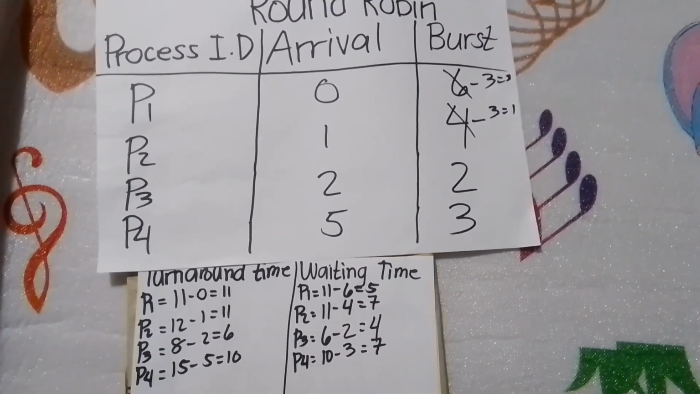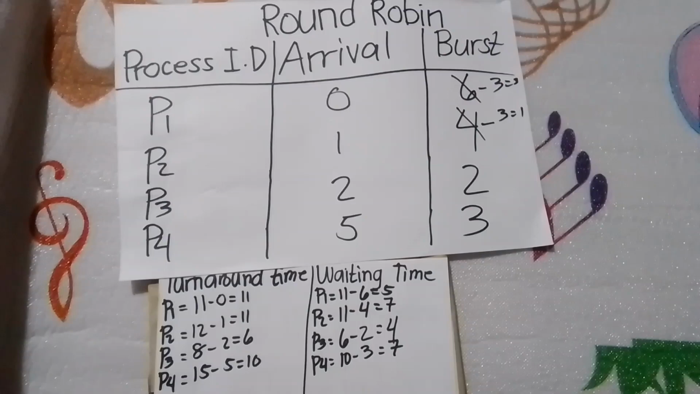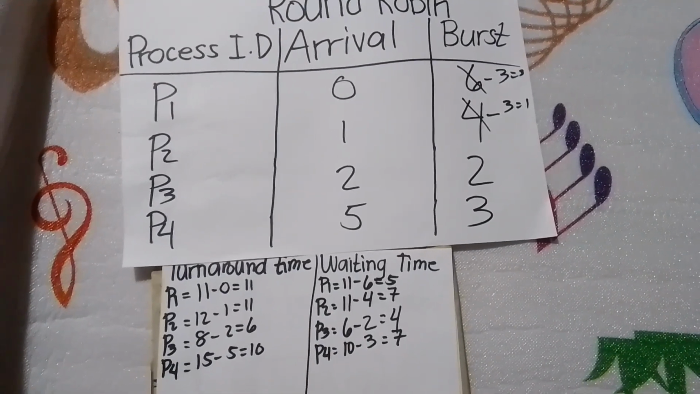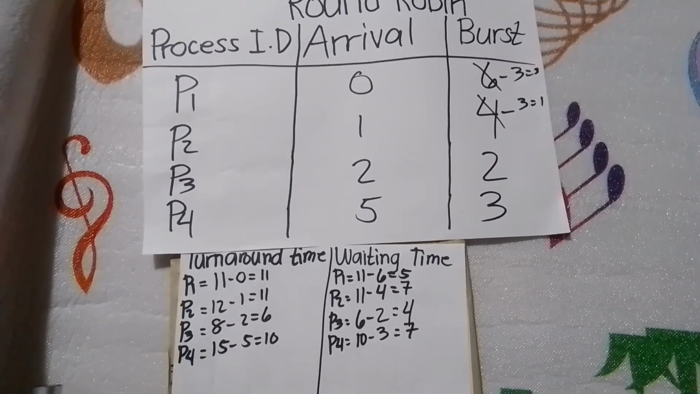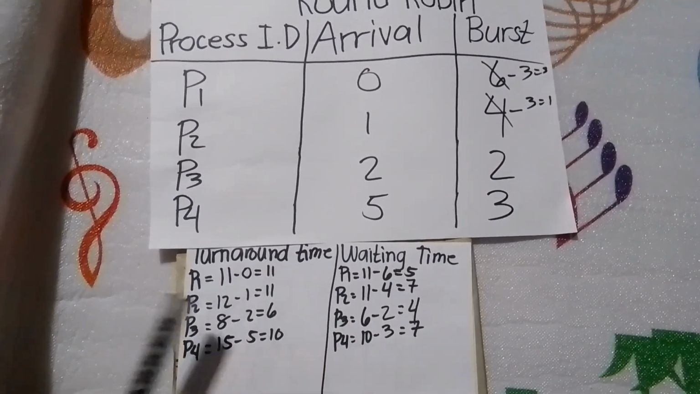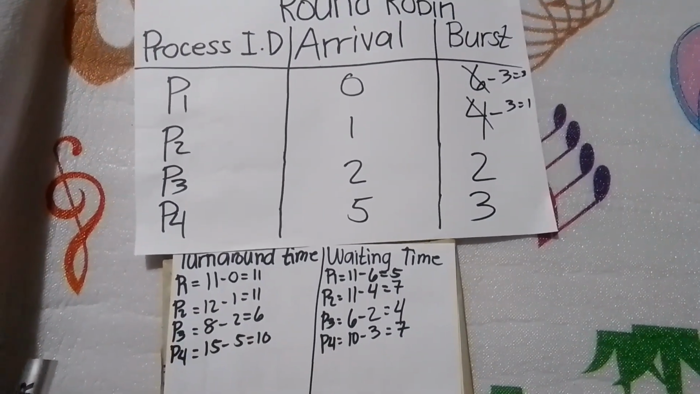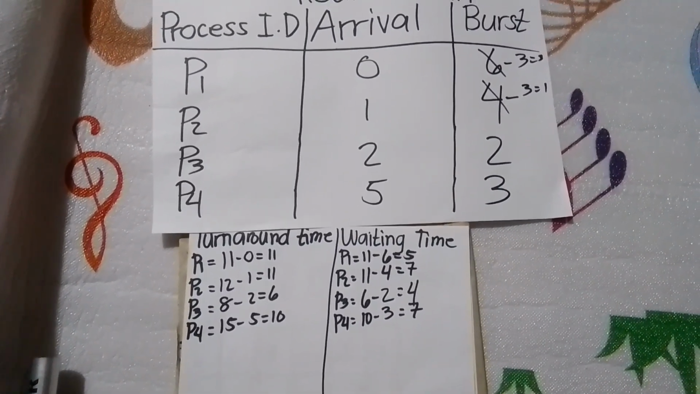11 minus 6 is equal to 5 for P1, and 11 minus 4 is equal to 7 for P2, and 6 minus 2 is equal to 4 for P3, and the last one is 10 minus 3 is equal to 7 for P4.